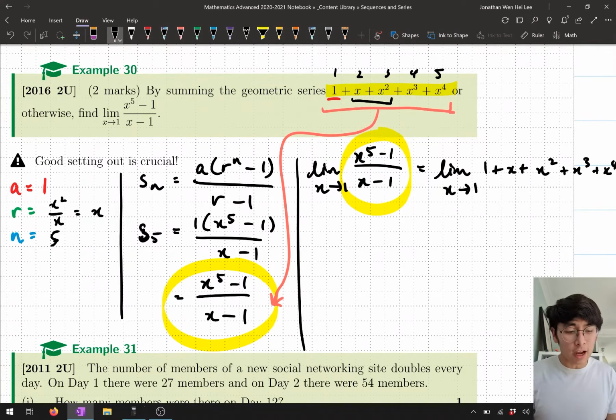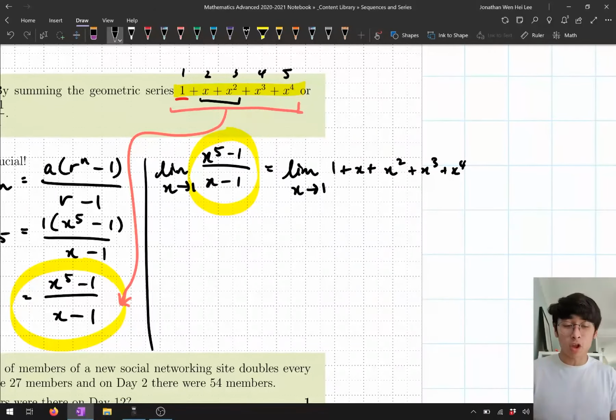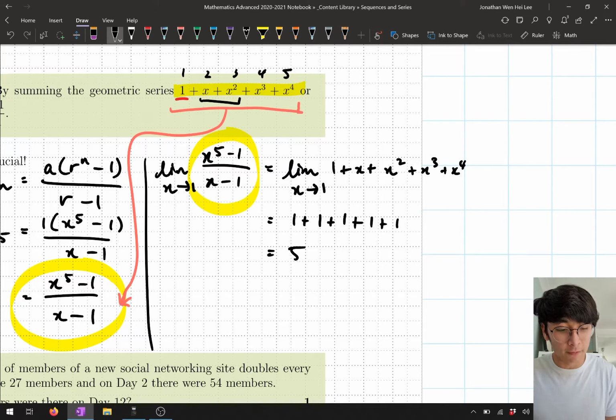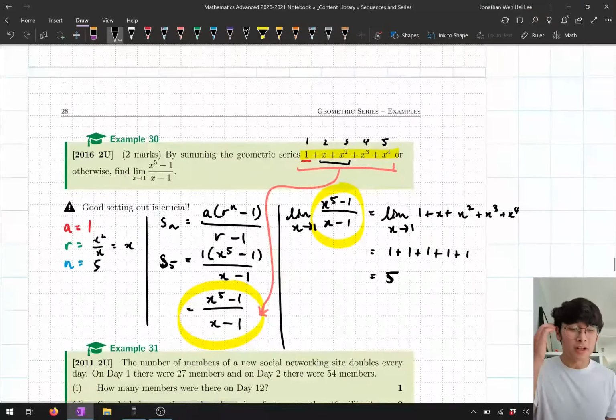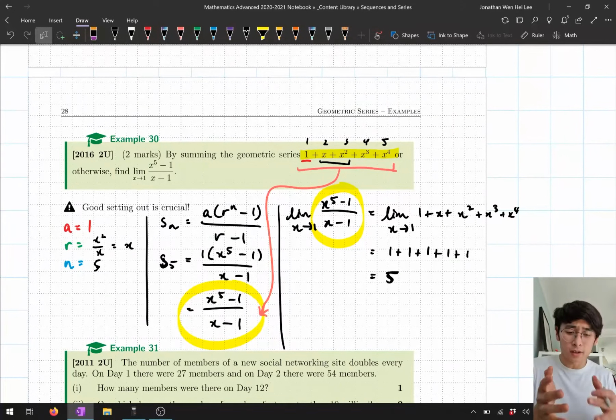And so now I can just take the limit by substituting x is equal to 1 into all these terms. So this becomes 1 plus 1 plus 1 plus 1 plus 1, and so that becomes 5. And so my limit is equal to 5 for this particular example. Okay, so that's how we can apply this sum of a geometric series to these little trickier questions. The summing of the geometric series part wasn't too hard. It's how we apply it in other scenarios that is the trickier bit.